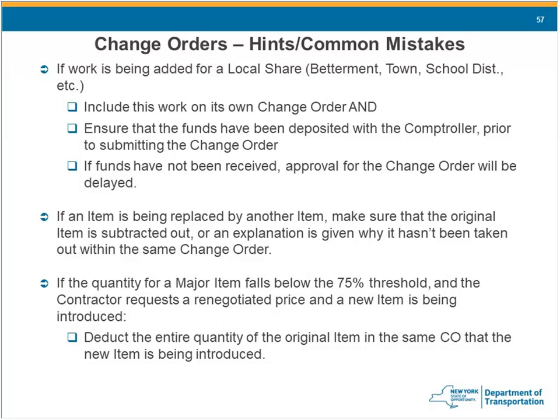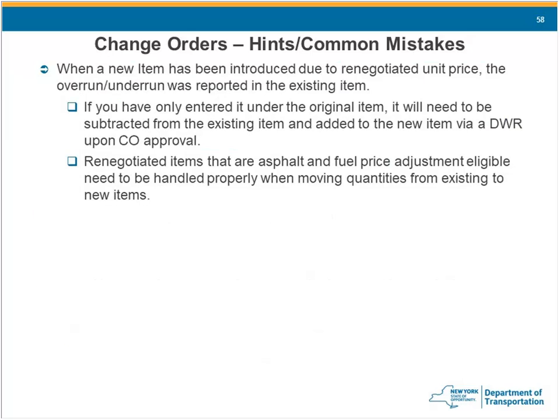The contractor has every right, as does the department, to request a renegotiation of the price. If they choose to, and they can document their new price, you'll deduct the entire quantity of the original item in the change order, and on the exact same change order, enter the new renegotiated major item price. When a new item has been introduced due to the renegotiated unit price, the over and under run was reported on the existing item.